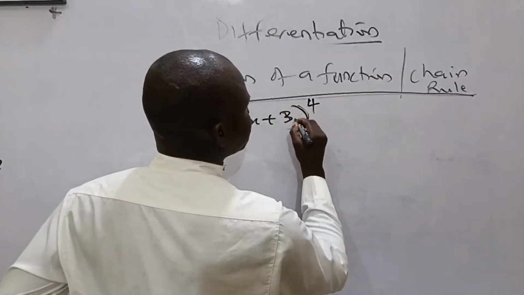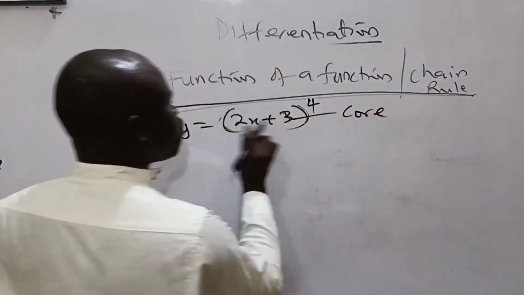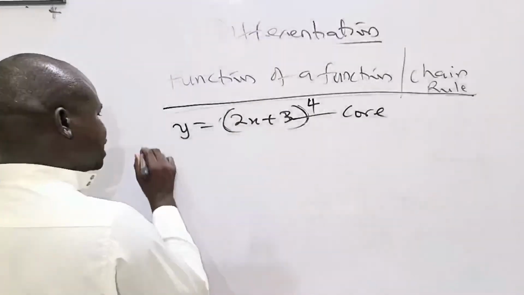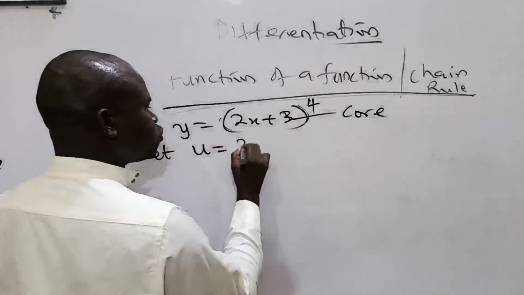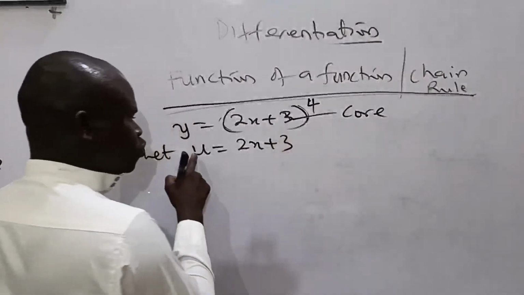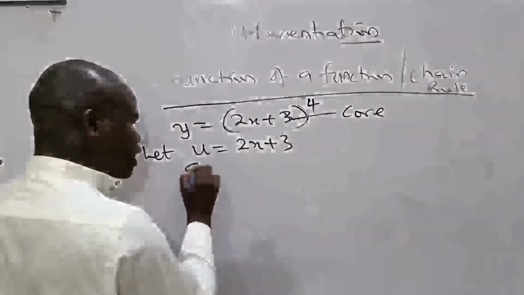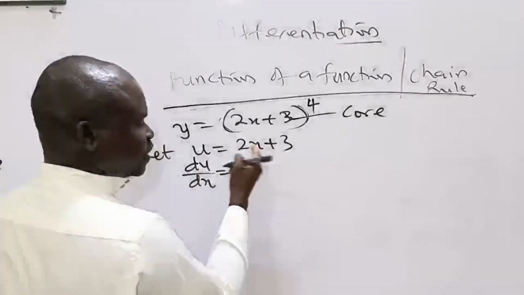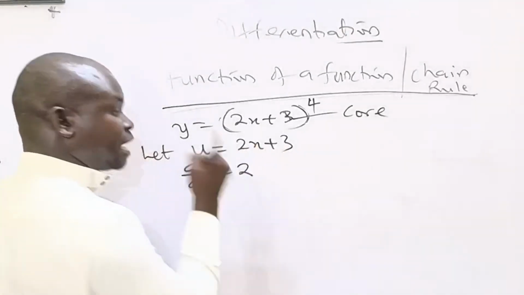We call it core. We are going to give that core a particular letter to denote it. I can say let u equal 2x plus 3. Now u is a function of x. I will now say du dx will be equal to what? 2. When I differentiate, the differentiation of a constant is 0.